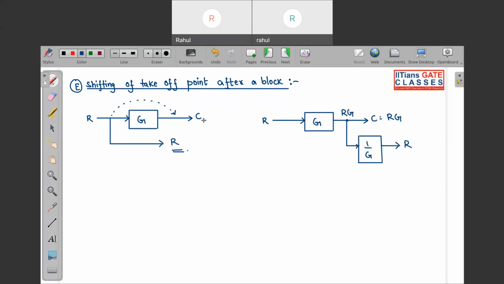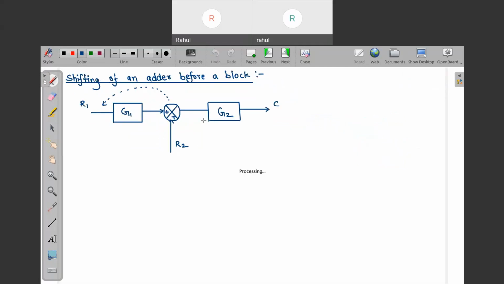That is why usually students memorize that when a takeoff point goes before a block, we need to multiply with the reciprocal of the gain of the block before which the takeoff point is going. Okay, so this is the logical way or the mathematical way with which we can calculate.